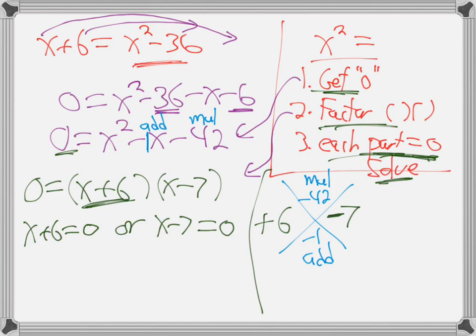So the first one could be 0, because 0 times anything would be 0. Or the second one could be 0, because anything times 0 would be 0, right? That means either one could be 0. So then we just finish up. Jump the 6 over, it's going to be -6. Jump the -7 over, it's going to be +7. There's our two answers.